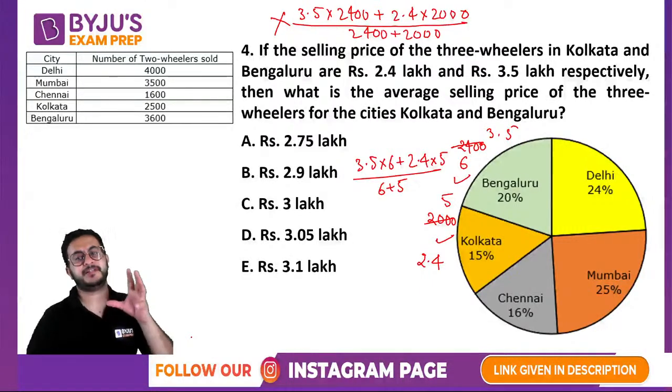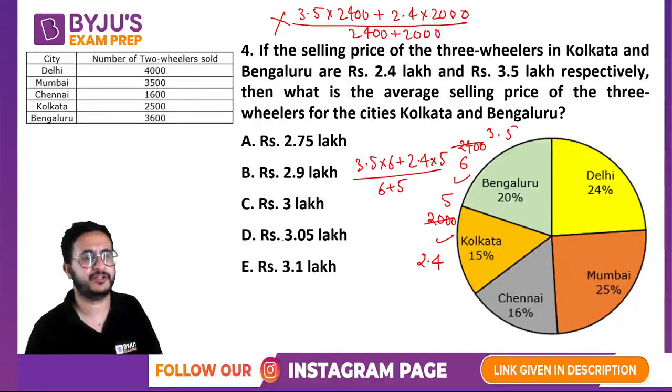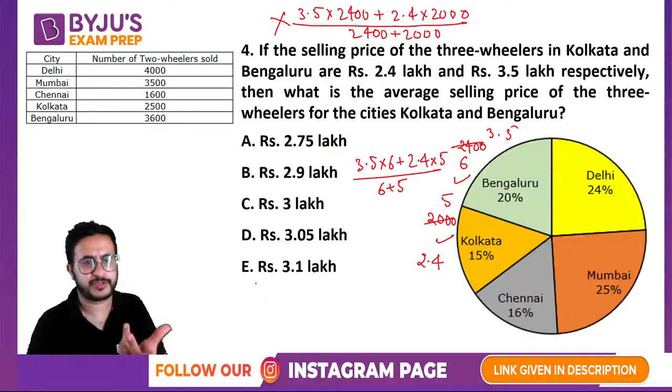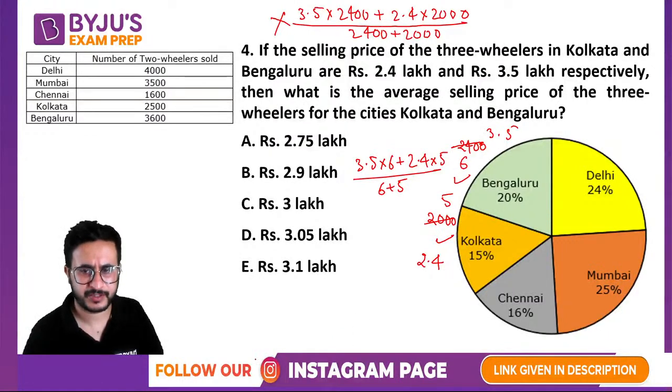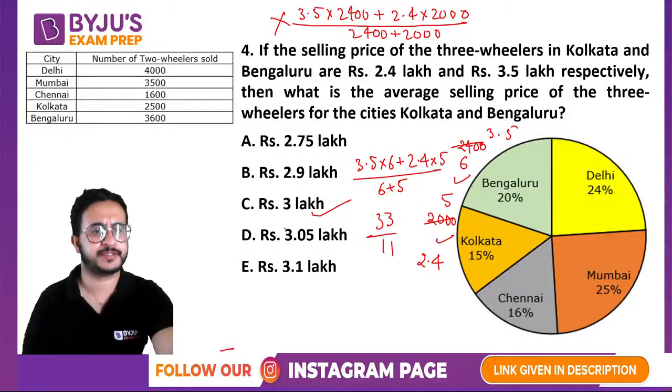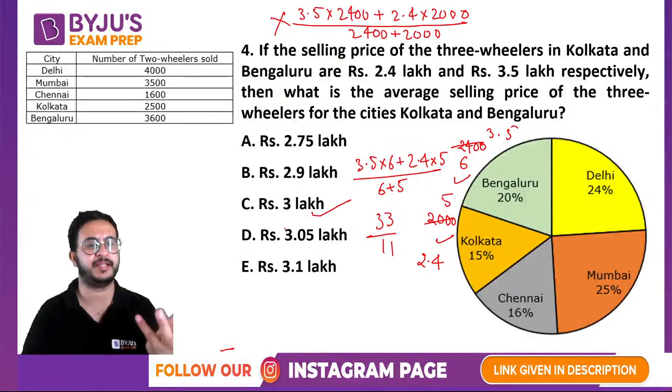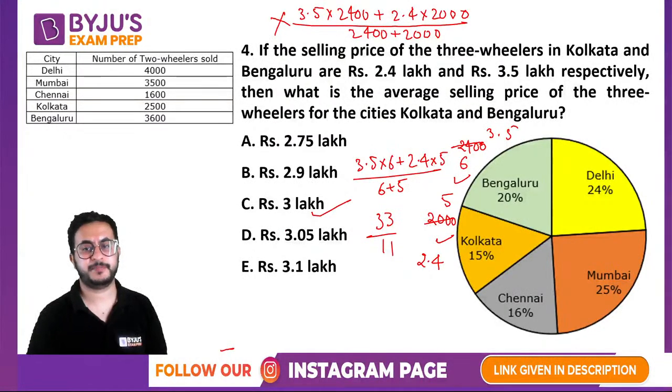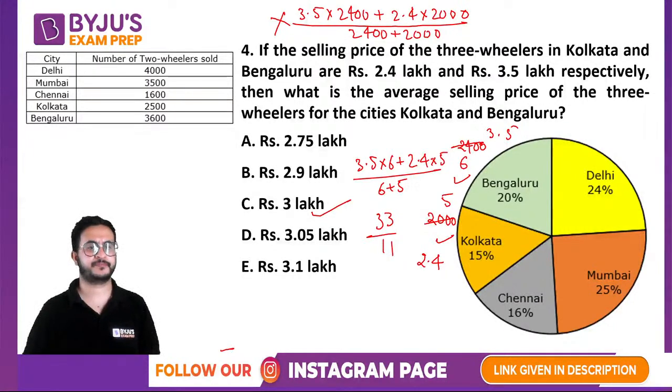So in weighted average, remember this thing, that instead of using the actual numbers, you can use the basic ratio. So 3.5 into 6 is 21, and 12, 21 plus 12 is 33, upon 11, that is 3 lakhs. So this is how you can calculate this. Instead of multiplying by larger numbers, you can simply multiply by the ratio that they have. So that's an application of ratios and averages, this weighted average thing.